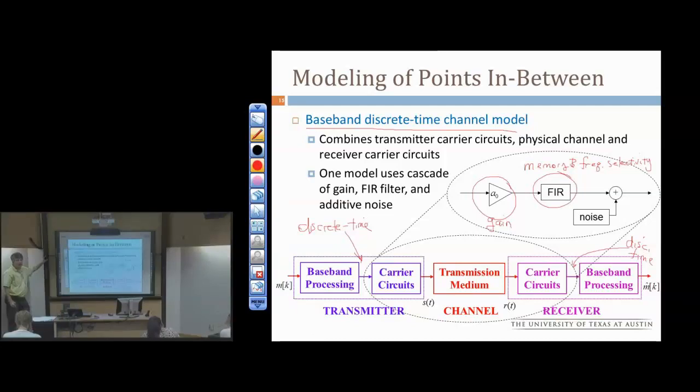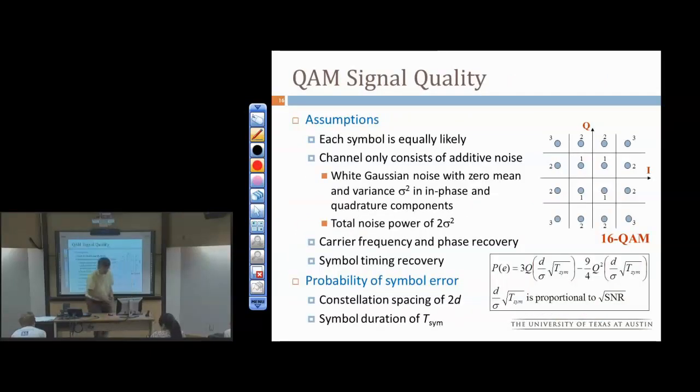A more complicated model, we'd have to include all the analog circuitry, SPICE simulation, whatever. Okay, last slide here is the QAM signal quality. We derived this in lecture 16, also in 15 slides. And this was the idea that once you understand 16 QAM, you can do any QAM constellation that's regularly spaced or uniformly spaced between points.